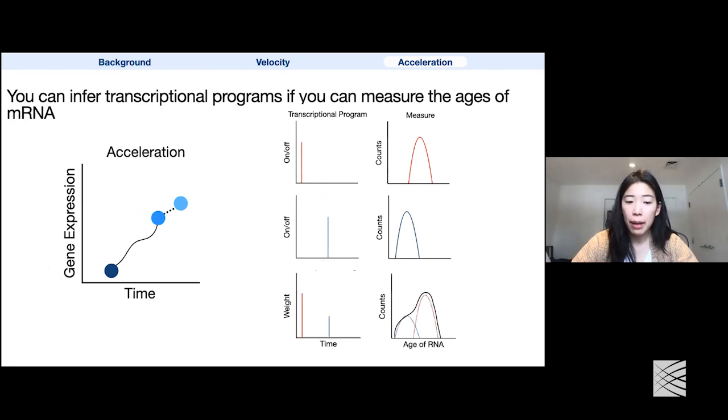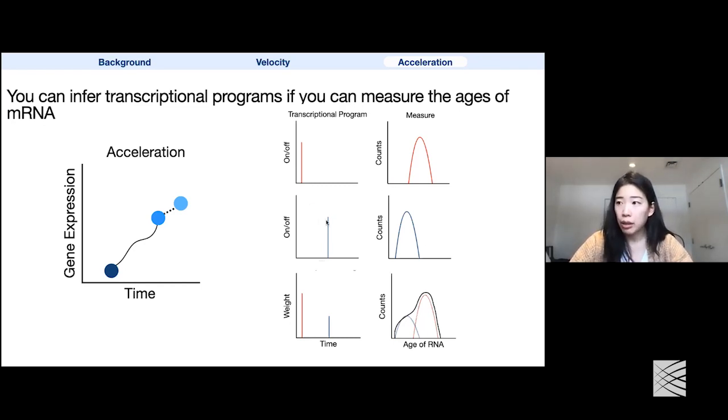Another way of thinking about this is that you can get the information you want by measuring the age of every piece of mRNA that's transcribed by a promoter. So in this first example, maybe you have a cell that's trying to induce expression. So it turns on expression and then turns it off. In your age distribution, you have some curve like this, where the oldest mRNA was the first transcribed and the newest mRNA was the last to be transcribed.